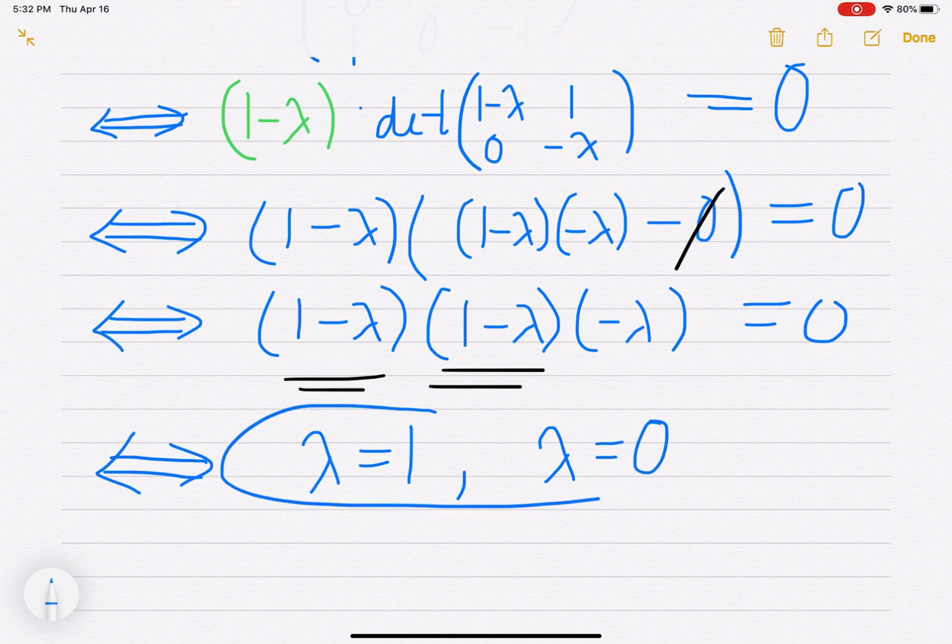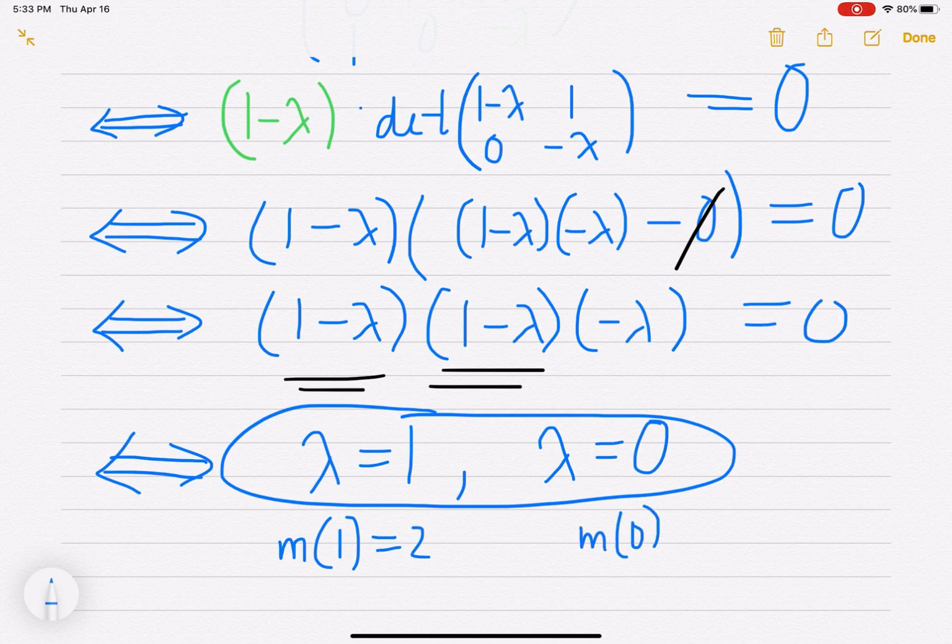And those are your 2 eigenvalues. You only have 2 eigenvalues. The multiplicity of 1, though, is 2. It's called algebraic multiplicity, and the multiplicity of 0 is 1. 0 is only going to show up once because you only have 1 factor of negative lambda. But the eigenvalue of 1 is going to show up twice because you have the factor of 1 minus lambda 2 times.